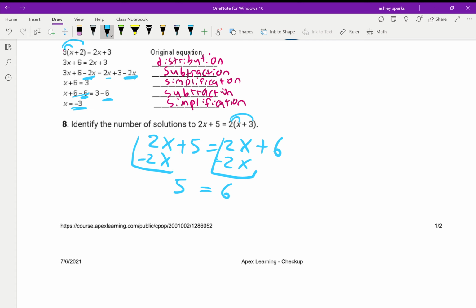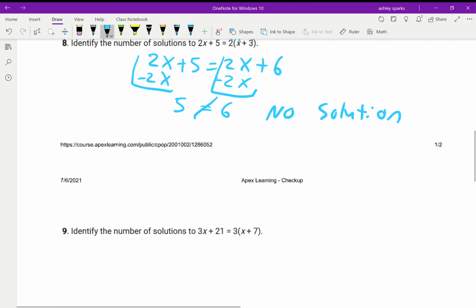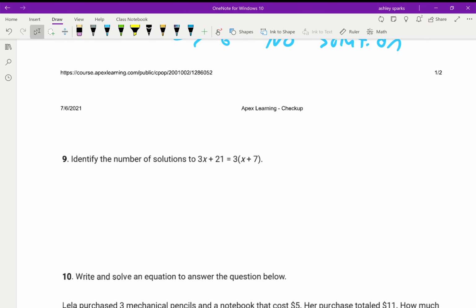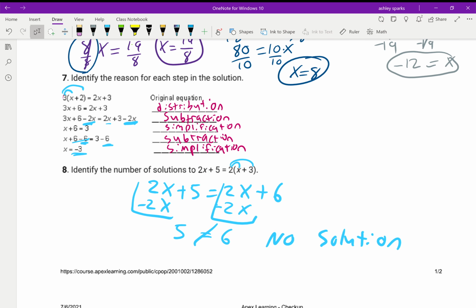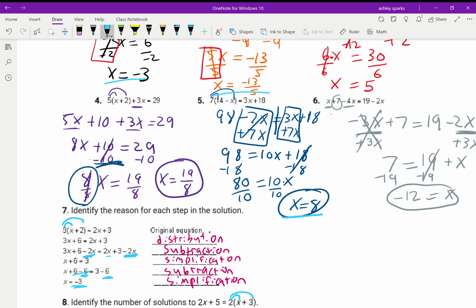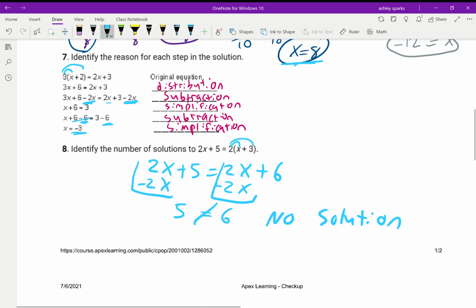So the question is, does 5 equal 6? And I assume most of you know you'd rather have $6 than $5. So no, these aren't equal. What that means is there is no solution to this problem. So if you get a situation like this where you have two numbers that just don't equal each other, there's no solution. Okay? So again, if they end up with two numbers that are not equal, that's no solution. If you end up with something where x equals a number, that's one solution.